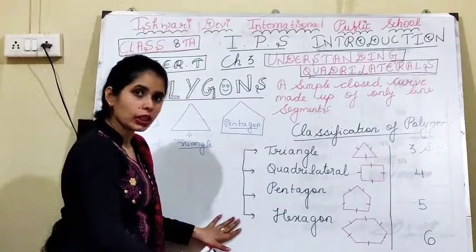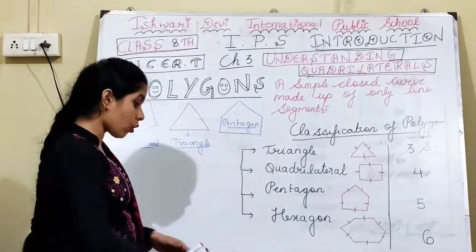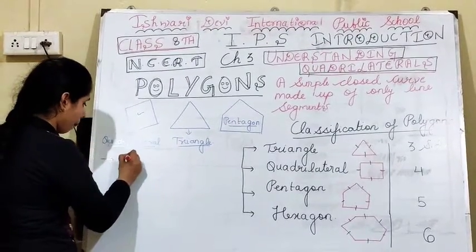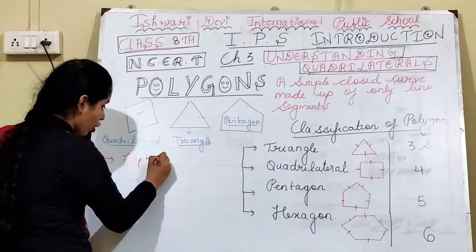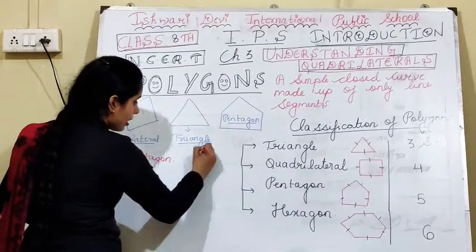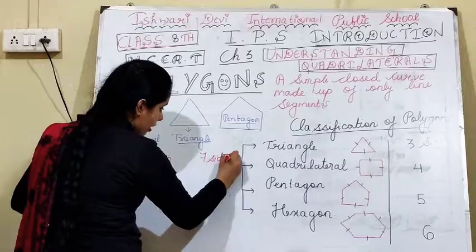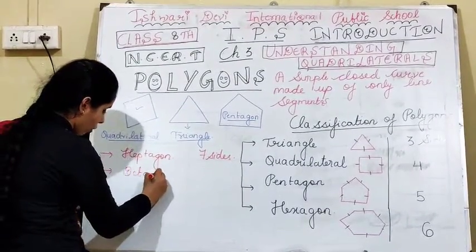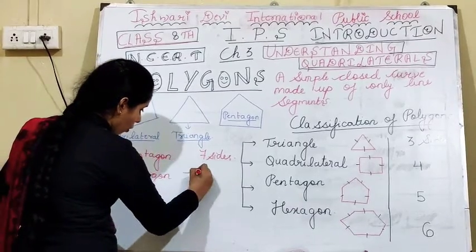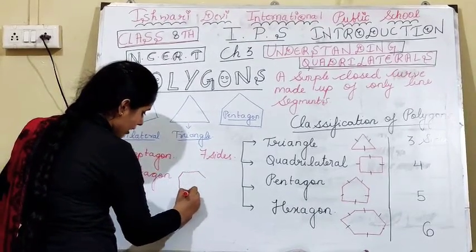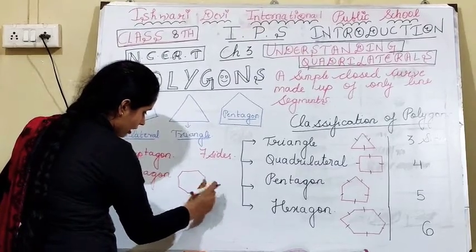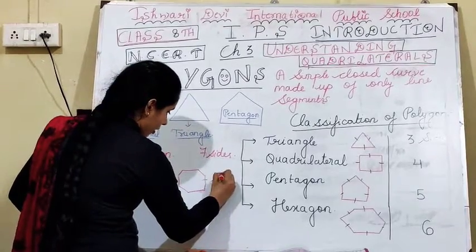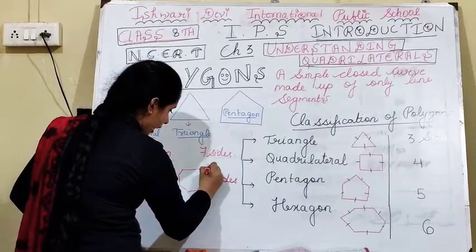How many polygons are there? No, there are more. Which others are there? After hexagon comes heptagon. Heptagon has 7 sides, right? After heptagon, octagon. Octagon has how many sides? It has 8 sides.